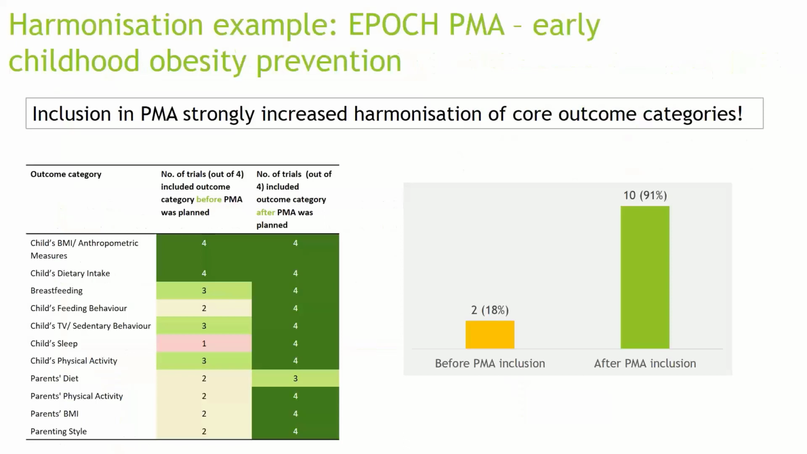So here you can see the outcome harmonization before the decision to collaborate in a PMA and after. So the table on the left-hand side shows you the key outcome categories and the number of trials collecting those before and after. And as you can see, whilst previously only 2 of the outcomes were collected by all trials, afterwards it's almost all of them, 10 out of 11. So here we have a real-world example of how the decision to collaborate in a prospective meta-analysis strongly increased our ability to meta-analyze outcomes and find meaningful results.